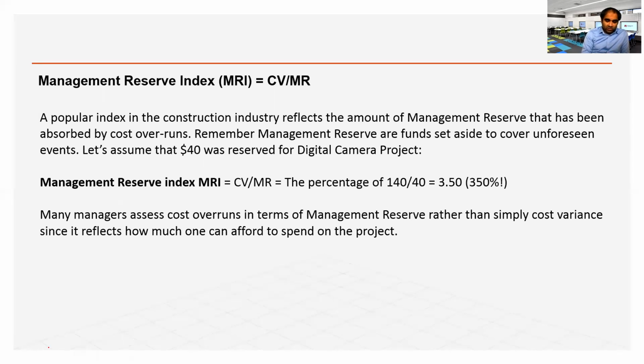CV is cost variance after each time period. Say, for example, the management reserve was only 40. So this is already 350% over the management reserve. So the management reserve is not able to fund that additional cost. Already, it's significantly beyond the level of management reserve, right?